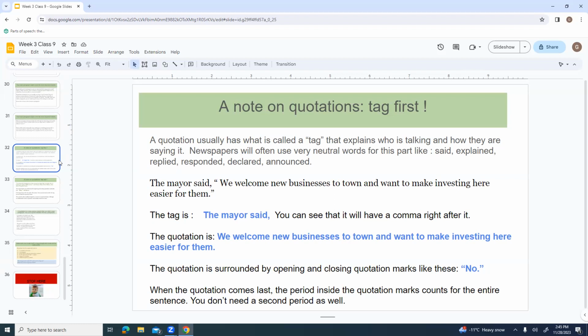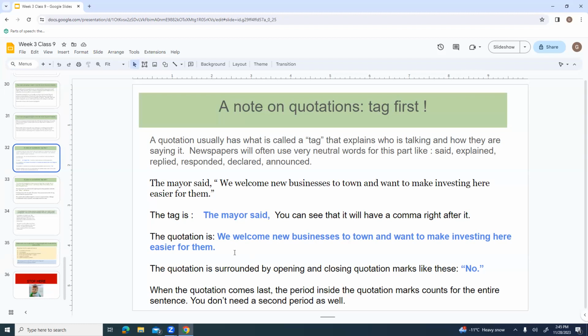So an example is, the mayor said, "We welcome new businesses to town and want to make investing here easier for them." So the tag part is the part where it says the mayor said. And you can see there's a little comma right after that. That comma is kind of giving you the heads up that the quote's about to come. The quotation part is, "We welcome new businesses to town and want to make investing here easier for them."